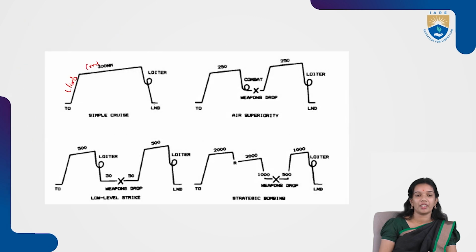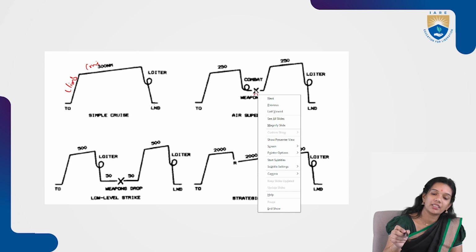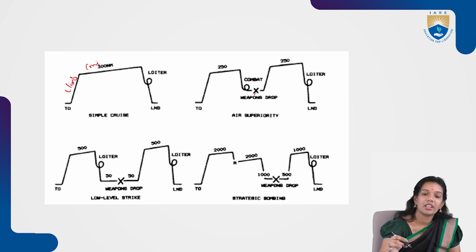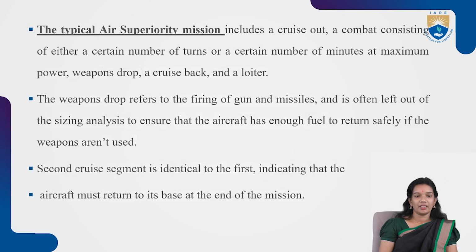The estimates are already done, right? Then the next is the air superiority. In the air superiority, I have a takeoff, I have climb, I have cruise, then I have combat, then I have a weapon drop. If I'm dropping the weapon, then well and good. If I'm not dropping the weapon, the sizing specialist has to ensure that it returns safely. And therefore, again I have a climb, I have a cruise, then I have a loiter, then I land. So that is air superiority.